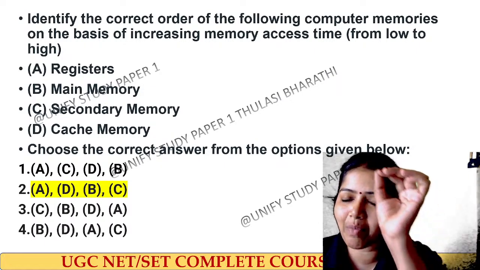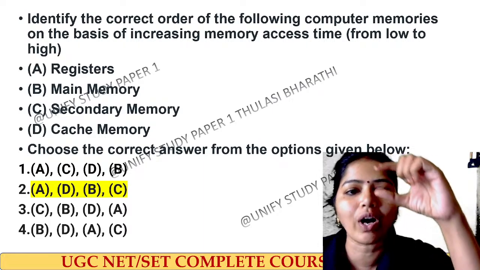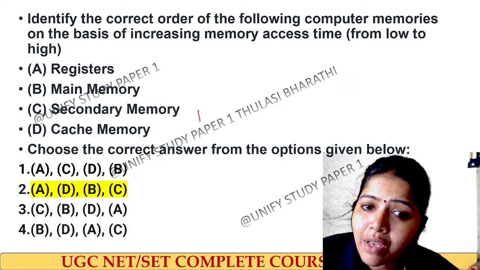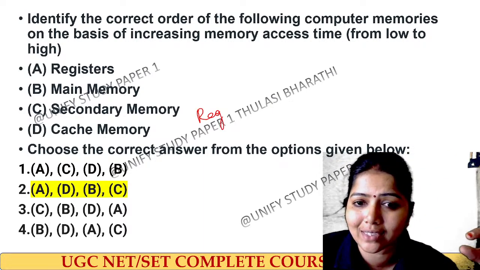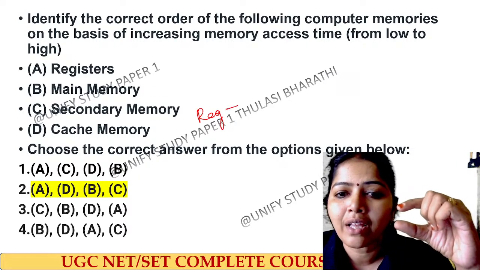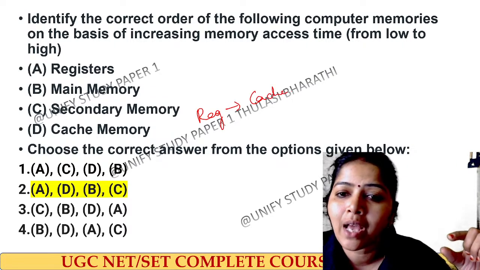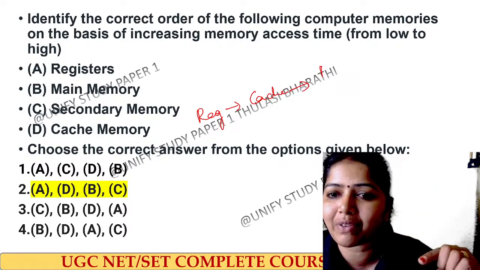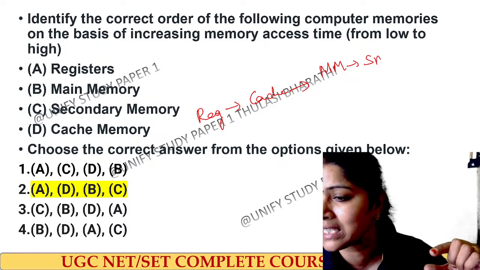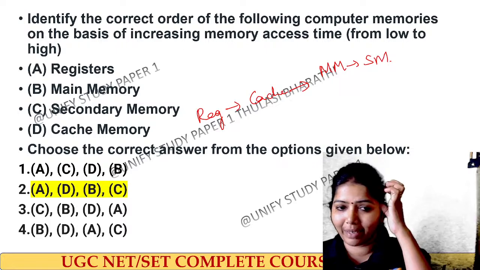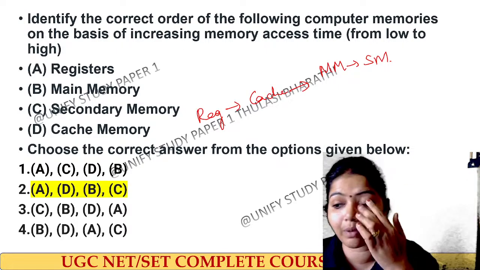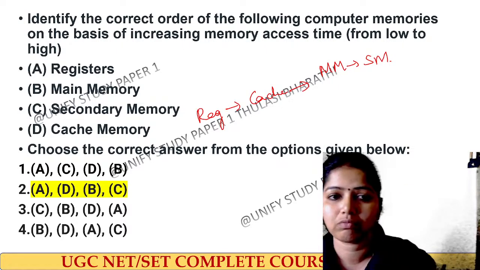So increasing memory access time from low to high. Which one will have the low access time? Registers will have the low access time. Then after registers we will be having the cache memory, right? And then we will be having the main memory, and then we will be having the secondary memory. Am I clear? Yes, very good. I don't know why some people have given option four.